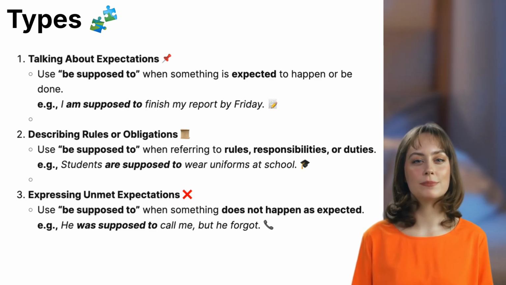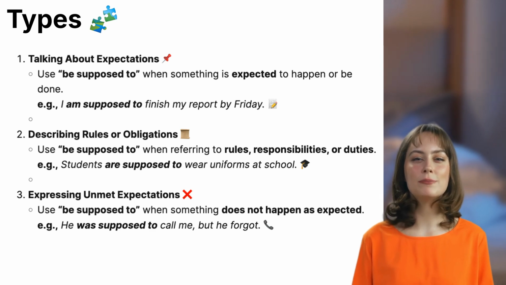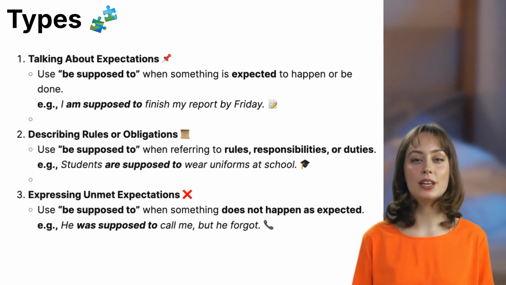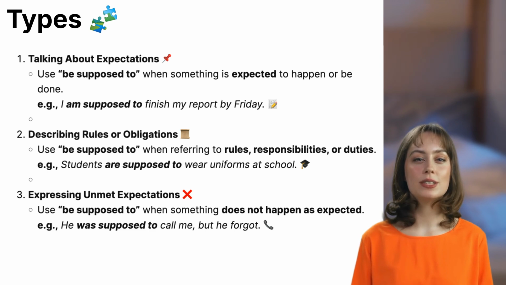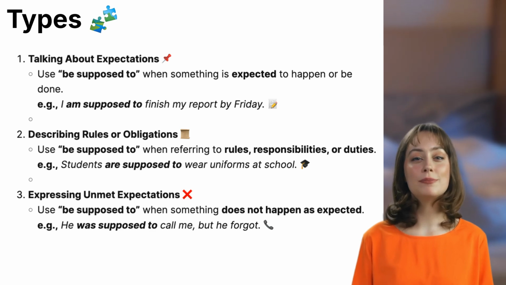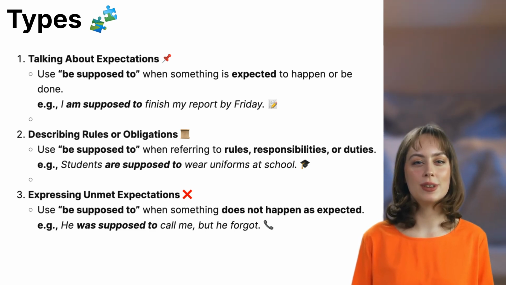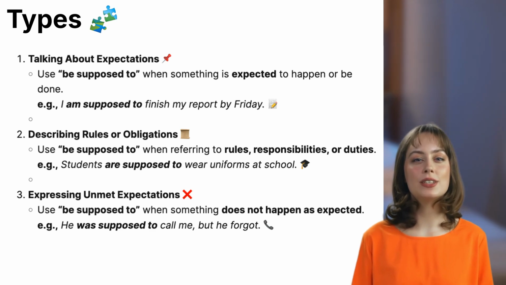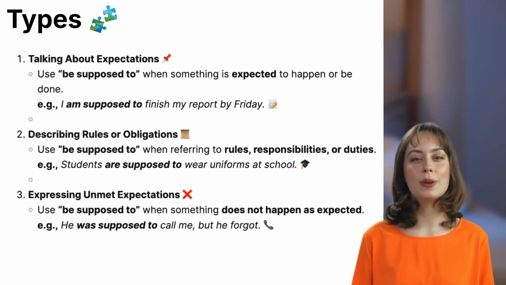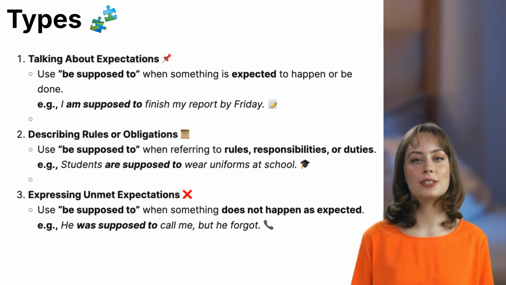More examples. She is supposed to be here by now. They are supposed to arrive at 8 p.m. If something is planned or expected, be supposed to is the perfect way to describe it. 2. Describing rules or obligations. Use be supposed to when talking about rules, responsibilities, or duties. It's a softer way of expressing obligations compared to words like must or have to.